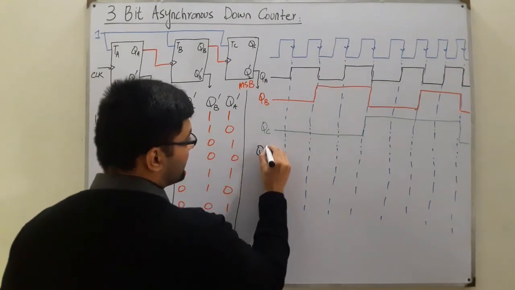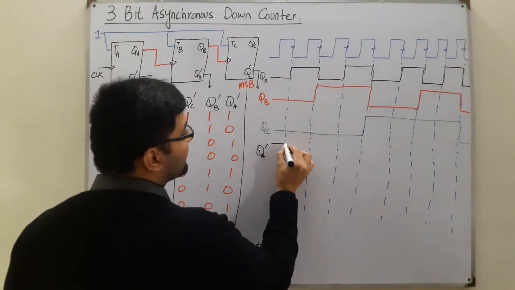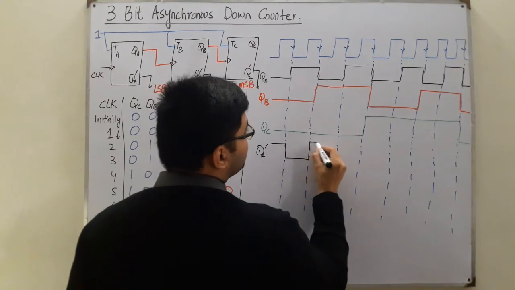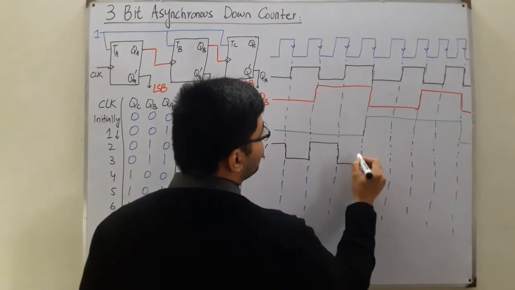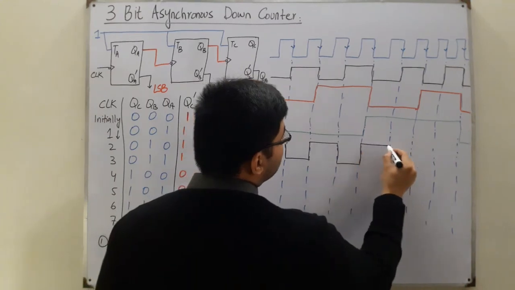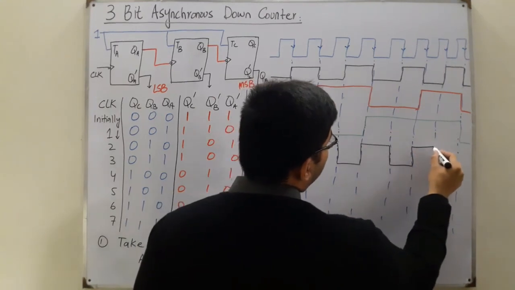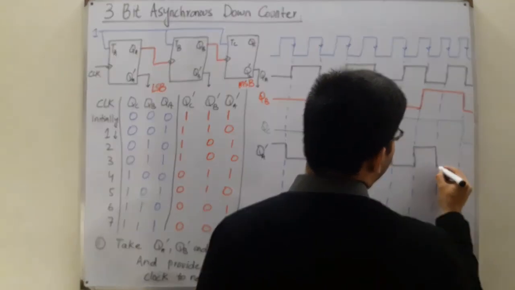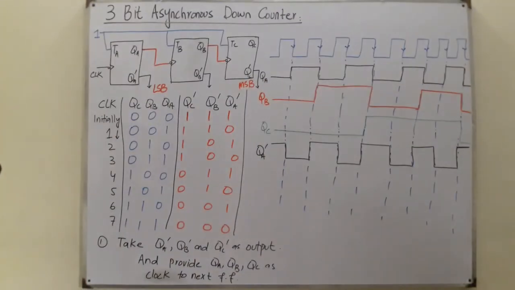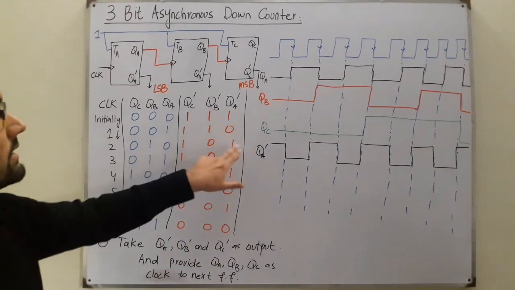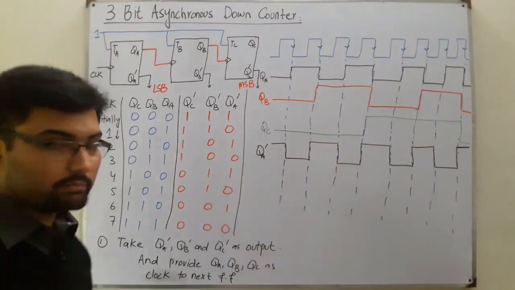So for this, the QA complement is what? Initially it was 0, so it will be high over here. Then it went high, so it will come low. So you complement it yourself, alright? Like this. And you let me know wherever I make a mistake, because if I make a mistake in the first, the second is going to be wrong, the third is going to be wrong, and all of them are going to be wrong. You make a mistake in a single step, and after that step, everything is wrong. So this is now your QA complement, which means you have got your least significant bit over here. 1, 0, 1, 0, fine.